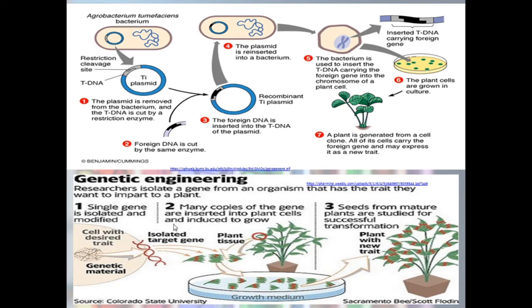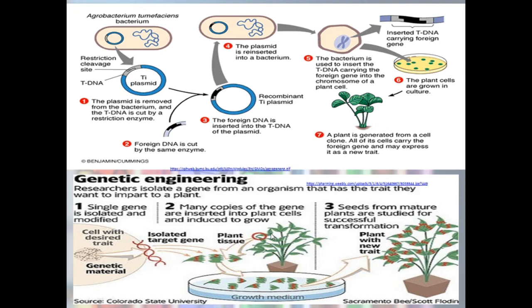The second picture also describes the genetic engineering process in 3 steps. A single gene is isolated and modified. So the cells with the desired trait are selected, and the DNA responsible for it is selected and isolated. So, isolate the target gene.